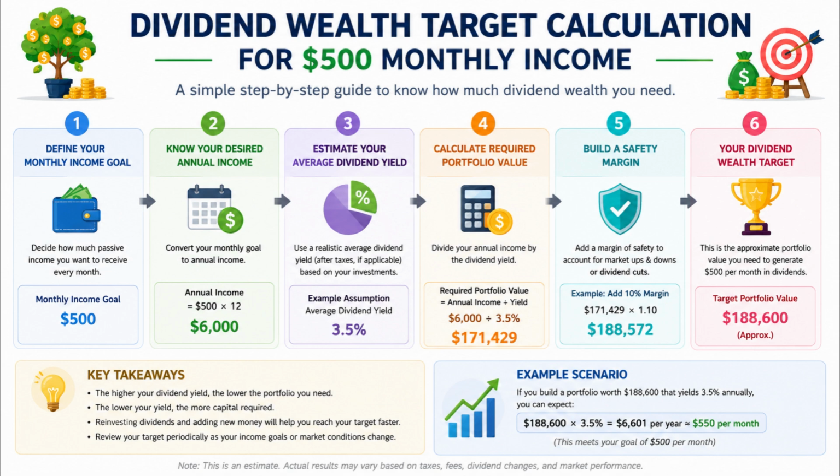First, we need to define the monthly income goal. In this example, the target is $500 per month. This means the investor wants to receive around $500 regularly as dividend income, without needing to sell shares.